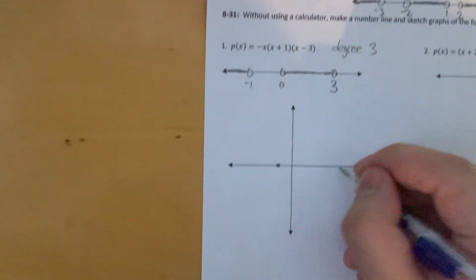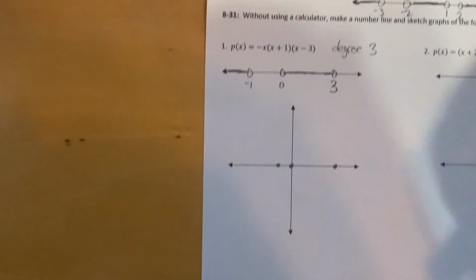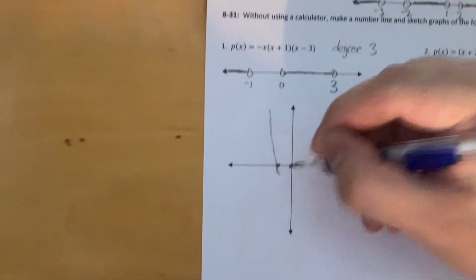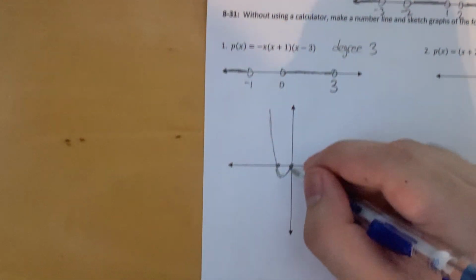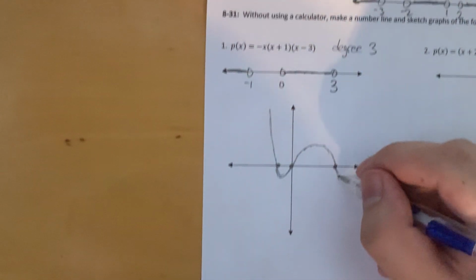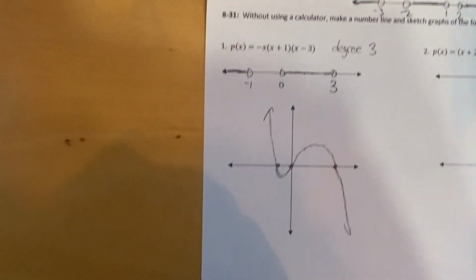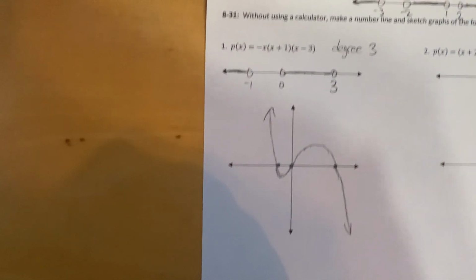-1, 0, and 3. Make a dot for 0. So it starts up, positive, crosses through, it doesn't touch, crosses through, goes back up through here, comes back around, and crosses through. It crosses through at every point. It doesn't touch at any single point because there are no double roots.